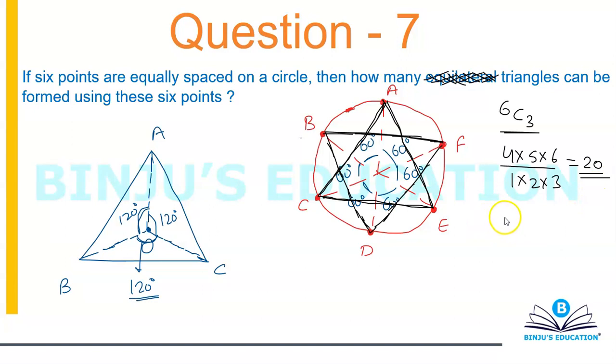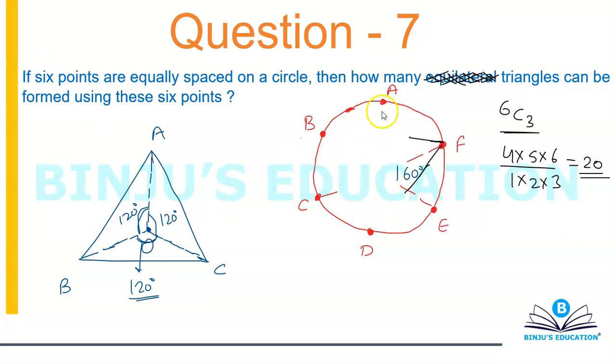Now sometimes people do ask why not 6P3. So let me explain the reasoning. See, C means combination, that is simply selection. P means permutation, that means arrangement. C means the order doesn't matter. P means the order matters. So when you say 6P3, try and understand what's different. Let's say I have this triangle ABF.